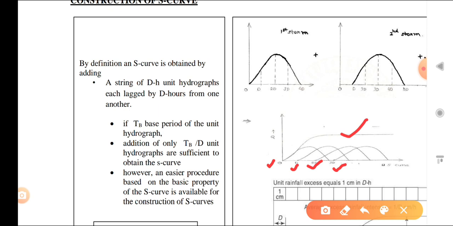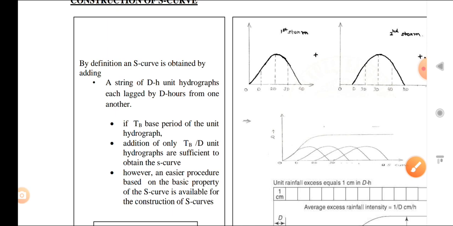How many hydrographs are required for the development of the S curve? The number of hydrographs is equal to TB divided by D. What is TB? TB is the base width of the given hydrograph, and D is the duration of the given hydrograph. So addition of only TB by D unit hydrographs is sufficient to obtain the S curve. However, an easier method is also there.